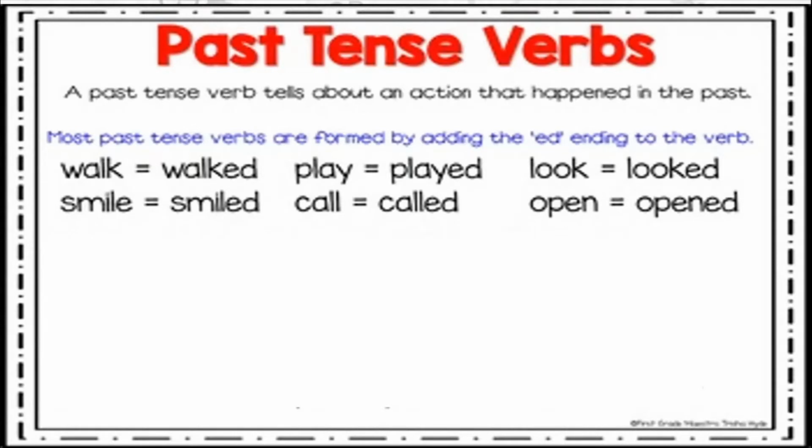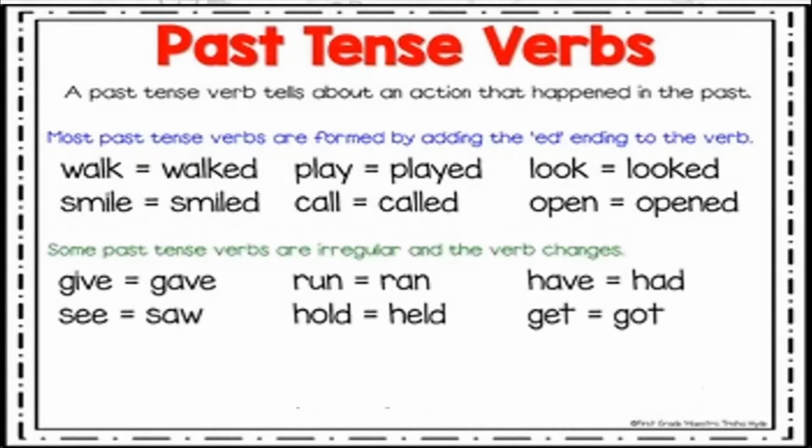So a past tense tells us about an action that happened in the past. Most of the past tenses are formed by adding ed to the verb. So you have walk and walked, play and played, look and looked, smile, smiled, call, called, open, opened. So these are some simple examples, or some regular examples, of past tenses.